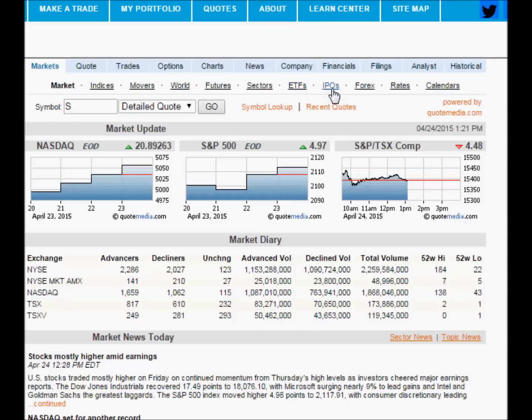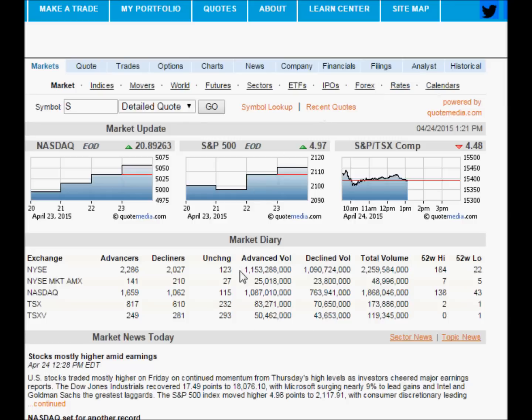IPOs tells us some of the companies that are coming up with their initial public offering, so you can get excited and see if you want to start investing in those companies. Forex is currency exchange rates, so you can see a lot of information here on different currencies. Interest rates is things like the federal funds rate and the prime lending rates. Any interest rate information you want would be found under this tab. And calendars gives you a list of corporate actions, upcoming dividends and splits and that kind of thing.